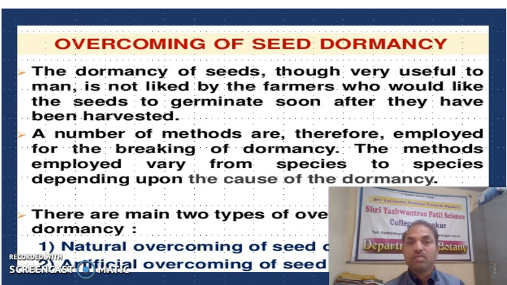How to overcome seed dormancy? The dormancy of seeds, even though very useful to man, is not liked by the farmers who would like the seeds to germinate soon after they have been harvested. A number of methods are therefore employed for the breaking of dormancy. The methods employed vary from species to species depending upon the cause of the dormancy. So there are two main types of overcoming of seed dormancy. One is natural overcoming of seed dormancy, and the second is artificial overcoming of seed dormancy.